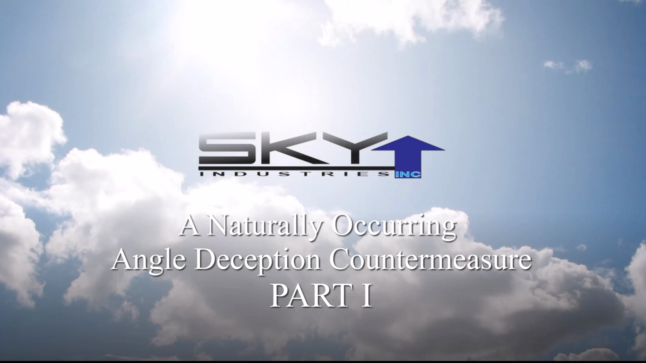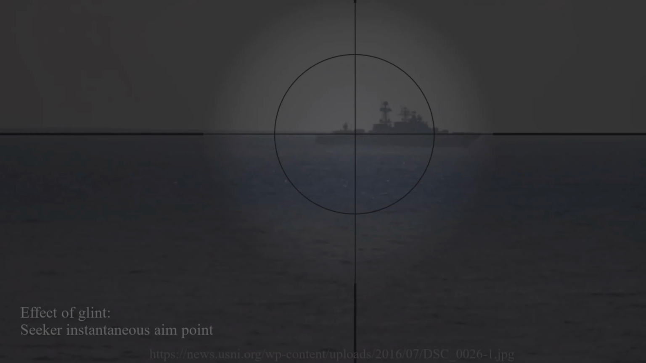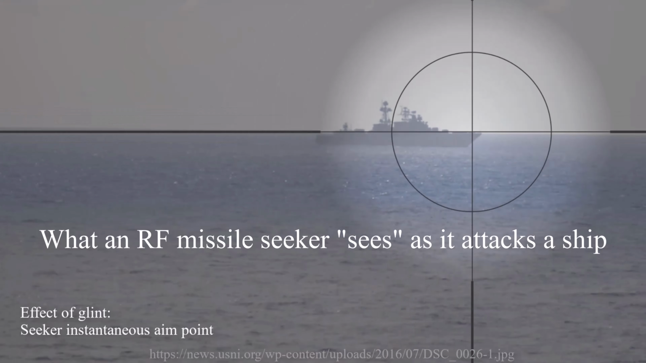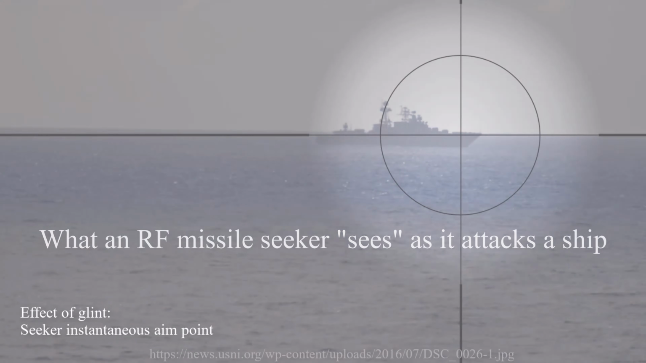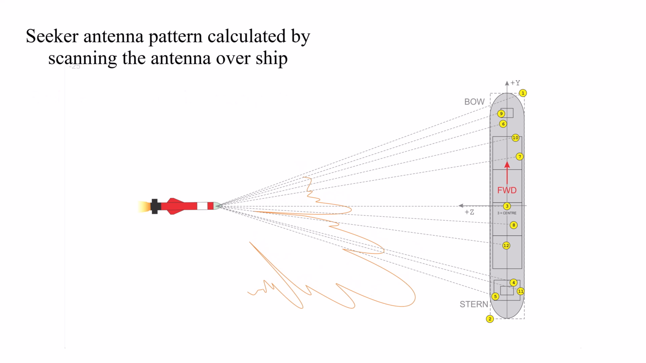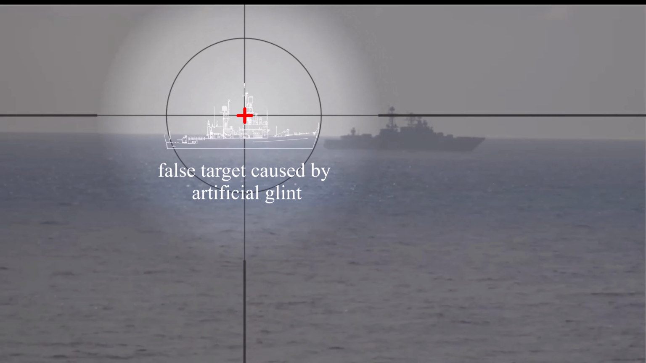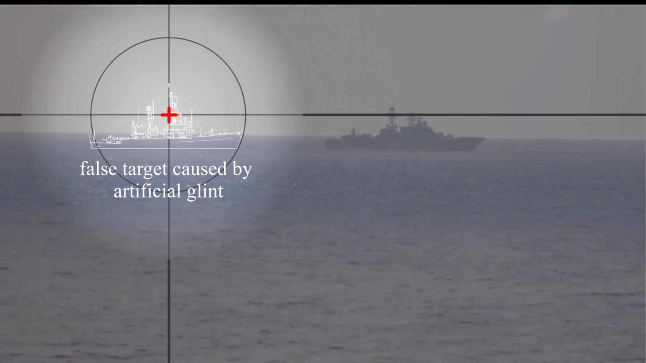This video is about a naturally occurring angle deception countermeasure called Glint. It's about what an RF missile seeker, in quotation marks, "sees" as it attacks a large distributed target like a surface ship, and specifically about the effect of the target on the missile seeker antenna pattern. Ultimately, what we want to be able to do is to build a jammer that causes artificial glint.